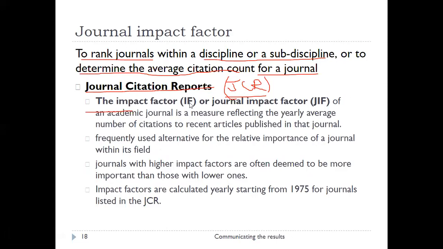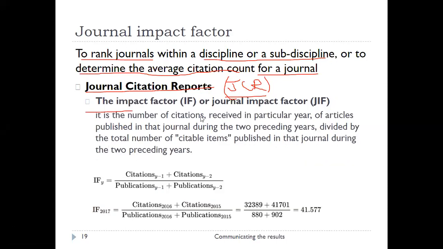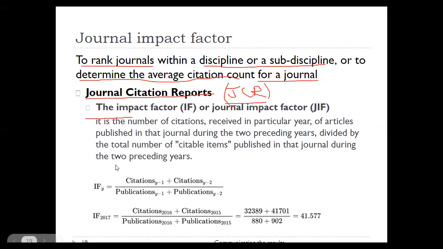Now, impact factor, or the journal impact factor, is the measure reflecting the yearly average number of citations to recent research articles. It means that in a particular journal, the average number of citations the articles receive is counted. Instead of going into all this detail, I will go directly to the formula so that we can understand this relatively easily.